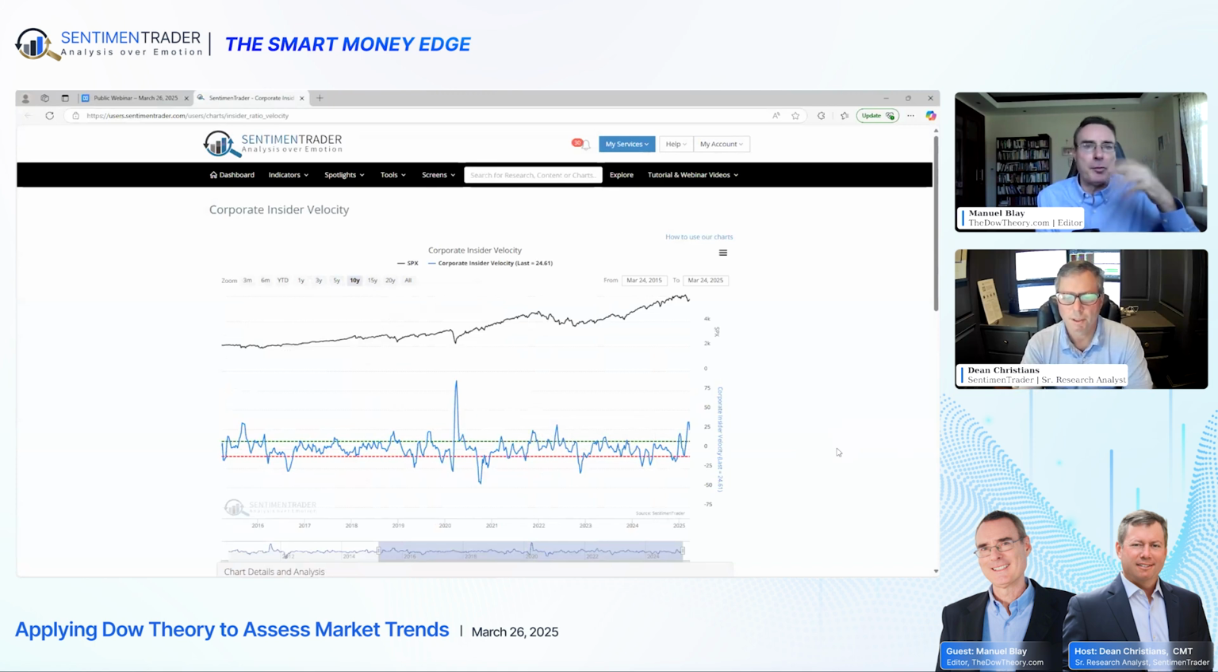So if you have read books concerning insider buying and selling, they focus on whether they are CEOs, directors. But at SentimenTrader they give a very interesting twist. They say, what we look at is corporate insider velocity. In other words, since it is velocity, you don't need a huge level of insider buying to get a buy signal. You just need the velocity, the speed of buying, to be accelerating.